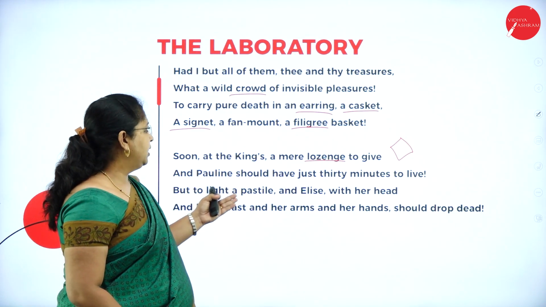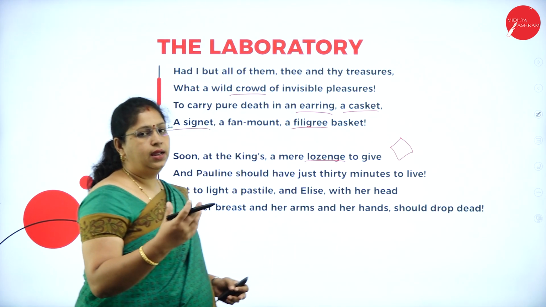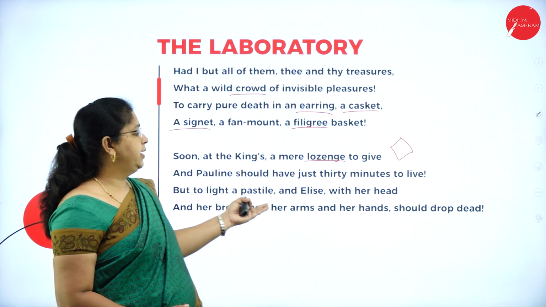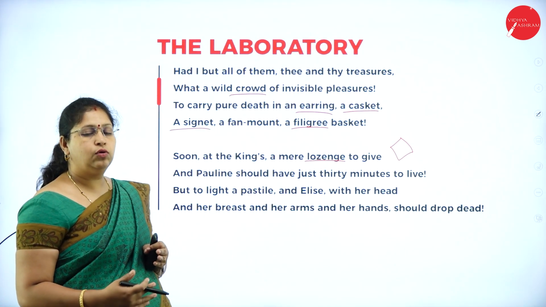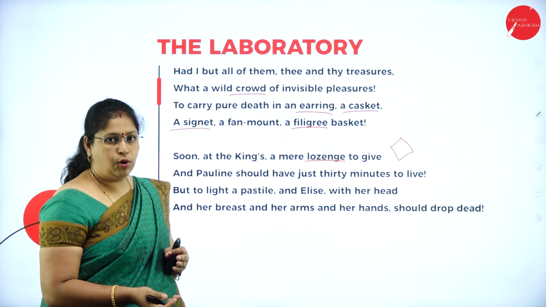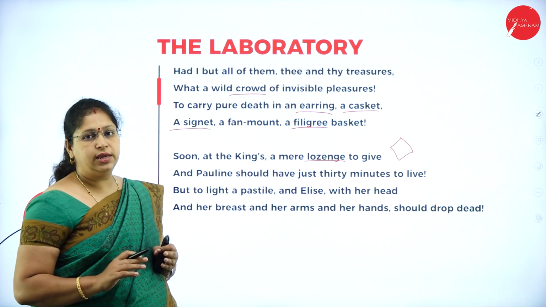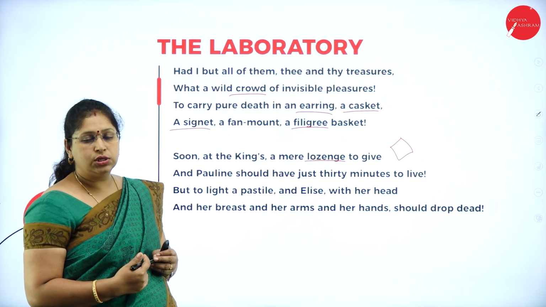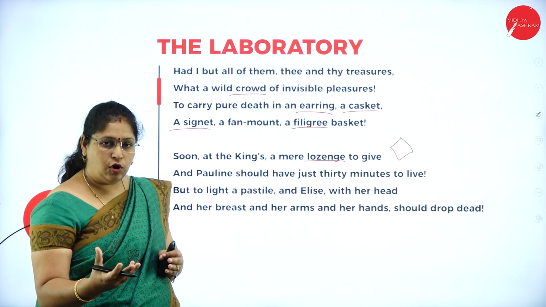But to light a pastille, and Alice, Alice is the woman, with her head and her breast and her arms, her hands should drop dead. So nobody will know that this woman has poisoned. She'll give it like a juice which will tempt her to drink it. She would have given that lady the poison in the form of juice.